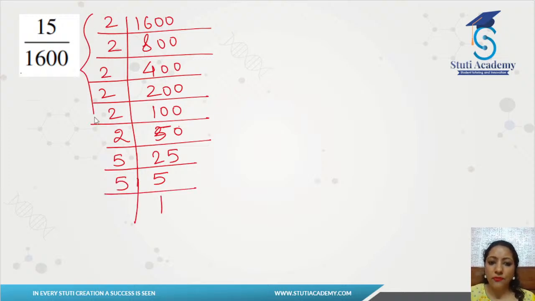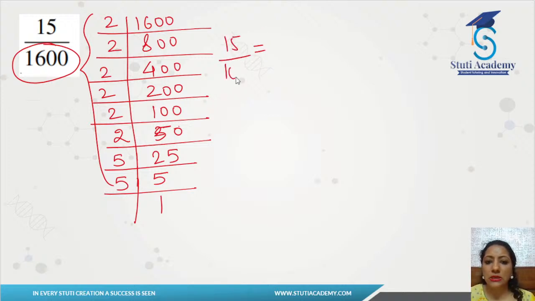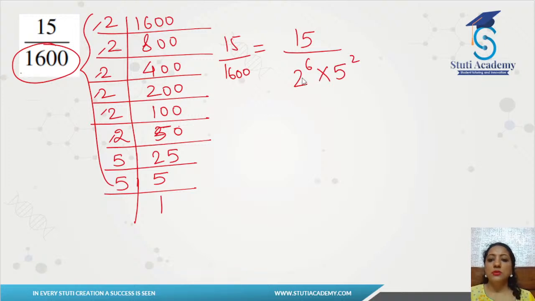So please observe here the prime factors of 1600. We are getting 2's and 5's and nothing else except that. So we can write this 15 upon 1600 as 15 upon 2 raised 6 into 5 square. So we are getting it in the form of 2 raised n, 5 raised m. So we can say that it has terminating decimal expansion. So the decimal expansion here is terminating.